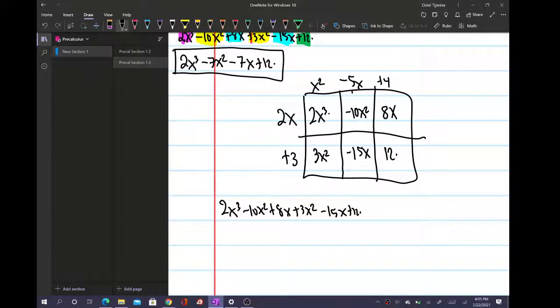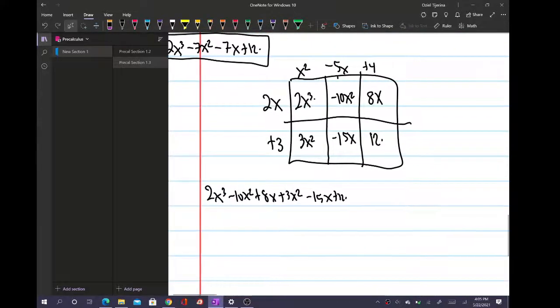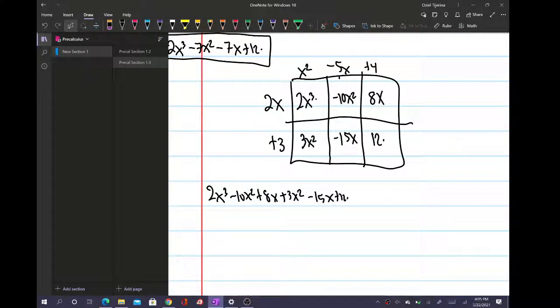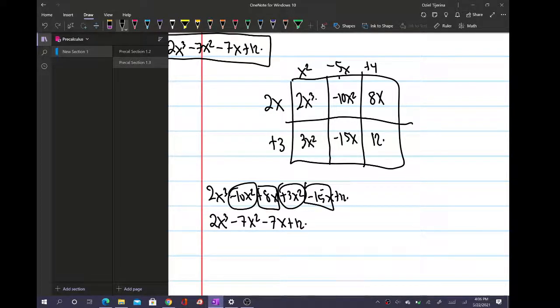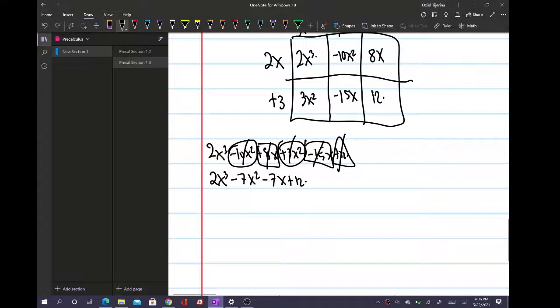You would go ahead and just add in everything that's inside the box, right? It depends on whether it's positive or negative. So then you would say this is 2x cubed, and then you have negative 10x squared and 3x squared, that would be negative 7x squared, 8x and negative 15x, that's negative 7x, and then you just have a positive 12 left over, right? So that's how you would do it.